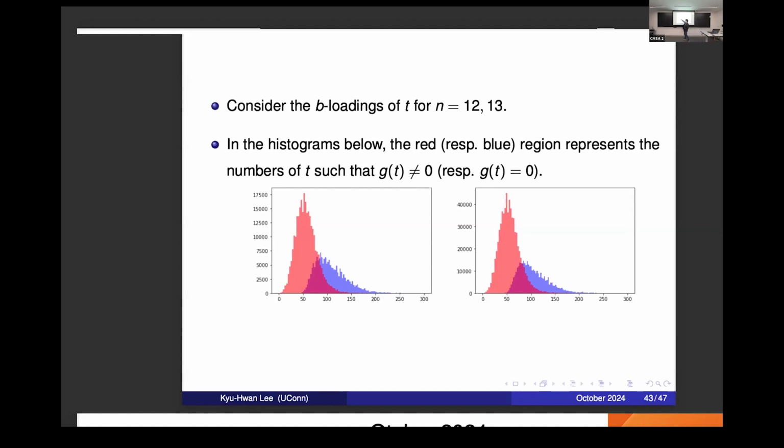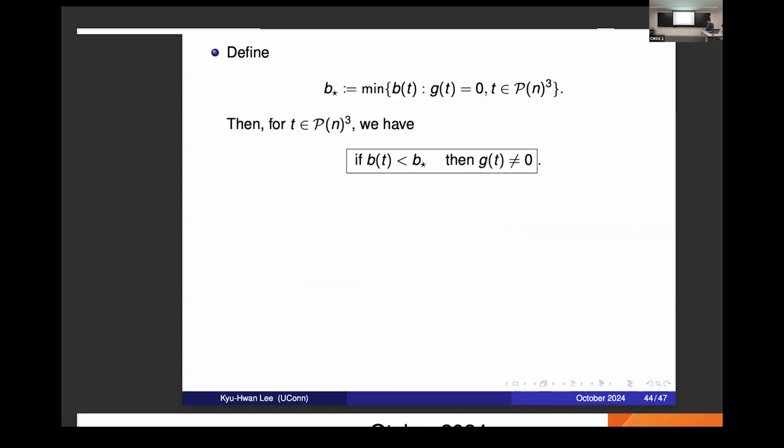And actually, the red region seems to be following a gamma distribution itself. But in any case, this lower bound will be very important information. So I define B star as the lower bound. It's the minimum of B of t where G of t is 0, like the edge of the blue region. So if we know that value B star, then whenever the B loading of the triple is smaller than B star, we can immediately conclude that G of t is non-zero.